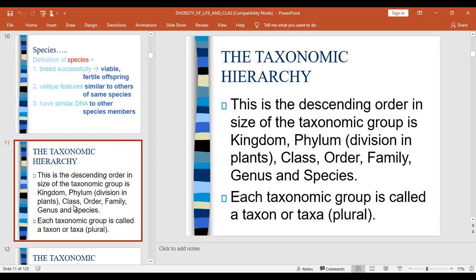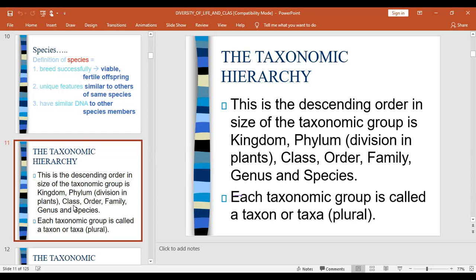And then there are also levels which are below the species. Below the species, we have the tissues, we have the cells, and then we have cell organelles. So all of them are hierarchies. But for the purpose of taxonomy, we use features that we are able to see naturally. And therefore, we start with the kingdom, then we go to the phylum, then the class, then the order, then the family, the genus, and then the species.